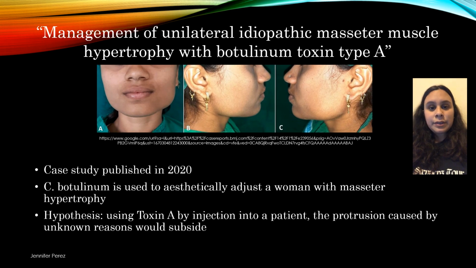The case study that I looked into is called Management of Unilateral Idiopathic Masseter Muscle Hypertrophy with Botulinum Toxin Type A. This was a case study that was published in 2020 in which a patient was injected with the toxin A in order to help a protrusion that she had on her cheek. It was nothing that was hurting her, it was just aesthetically displeasing for her.